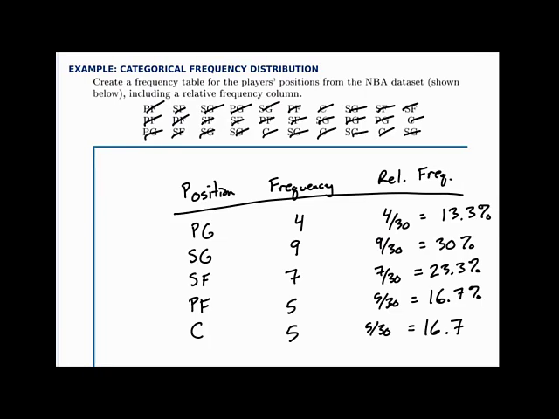So again, a frequency table is pretty easy to construct. All you have to do is count how many fall into each category. And in this case, the categories were the positions of the players.